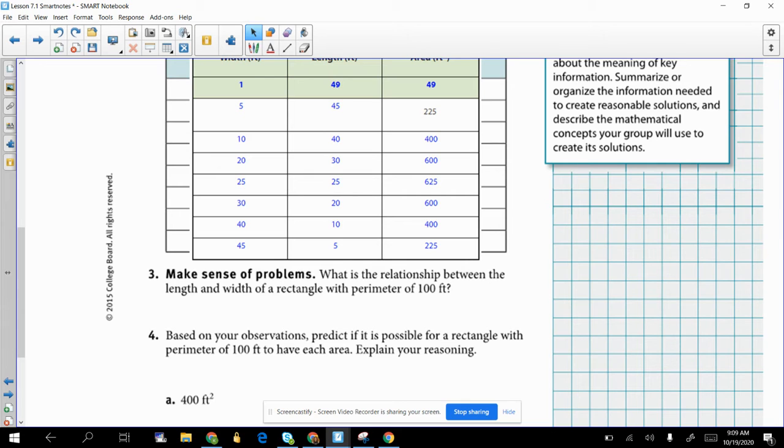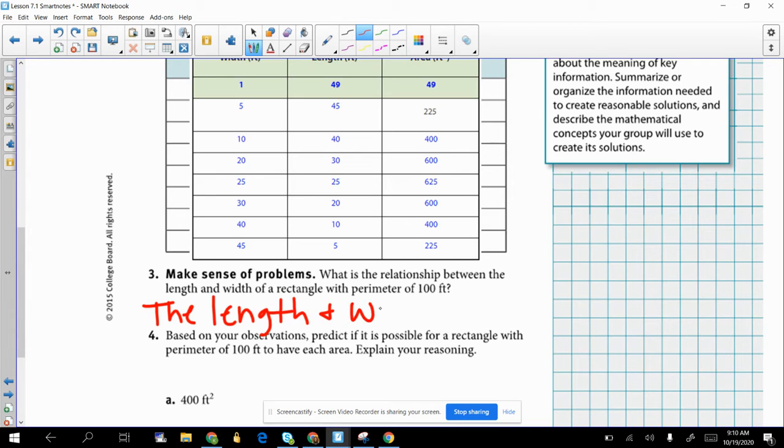So it says here in number 3, what is the relationship between the length and the width of a rectangle with a perimeter of 100 feet? So that's what you were doing in this last part. You had to each time be finding a length and a width that would give you a perimeter of 100 feet. But hopefully you're noticing the pattern here that means that the length and width have a sum of 50.